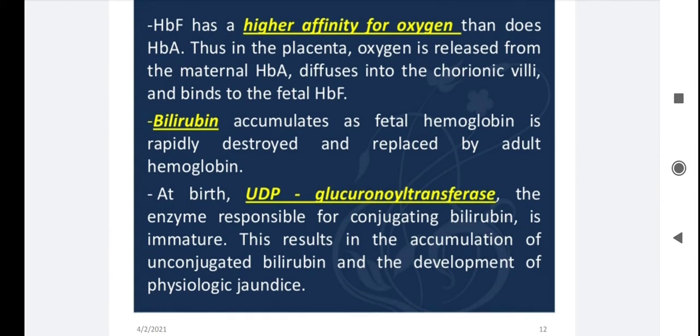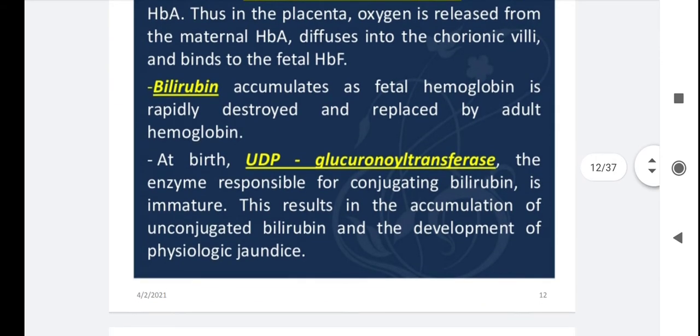HbF has higher affinity for oxygen than does HbA. Thus in the placenta, oxygen is released from the maternal hemoglobin, diffuses into the chorionic villi, and binds to fetal HbF. Bilirubin accumulates as fetal hemoglobin is rapidly destroyed and replaced by adult hemoglobin.